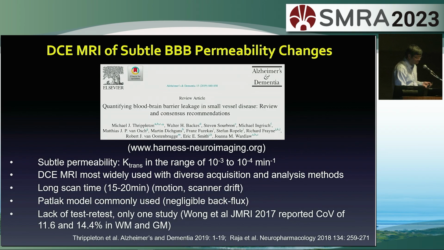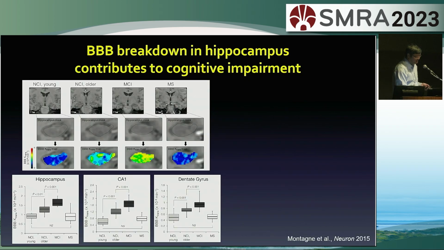So there has been a community effort, for example, this Harness group led by Joanna Wardlaw to harmonize and standardize the DCE protocol. Nevertheless, there have been successes with DCE-MRI to detect subtle BBB change.